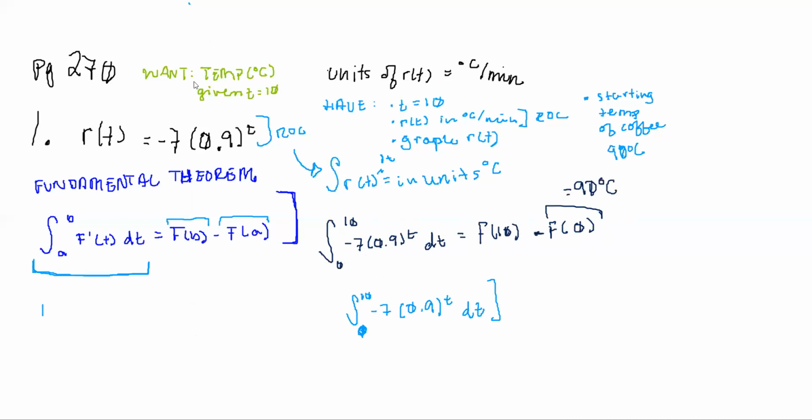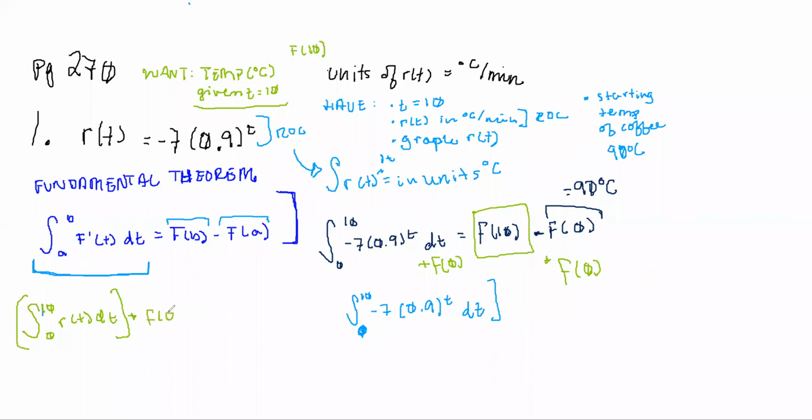And what is it that we want? We want the temperature given time equals t, which is f of 10. So this is what we want. So let's rearrange this equation to give us what we want. Let's add f of 0 to both sides. So we end up with the equation, the integral from 0 to 10 of r of t dt, plus f of 0, is equal to f of 10. So this is what we want. Now we have an equation that gives us what we want, correct? That's how we get to what we need.